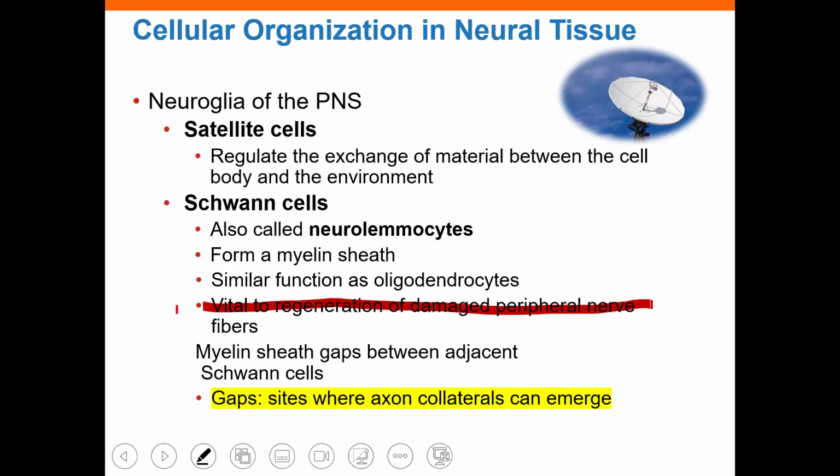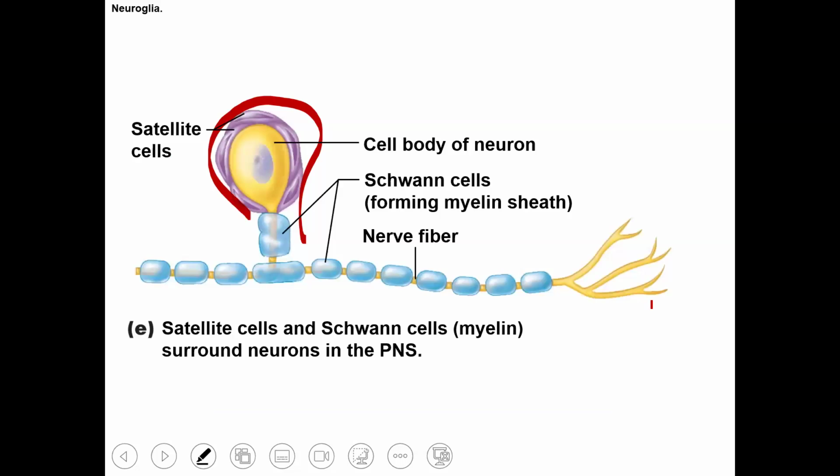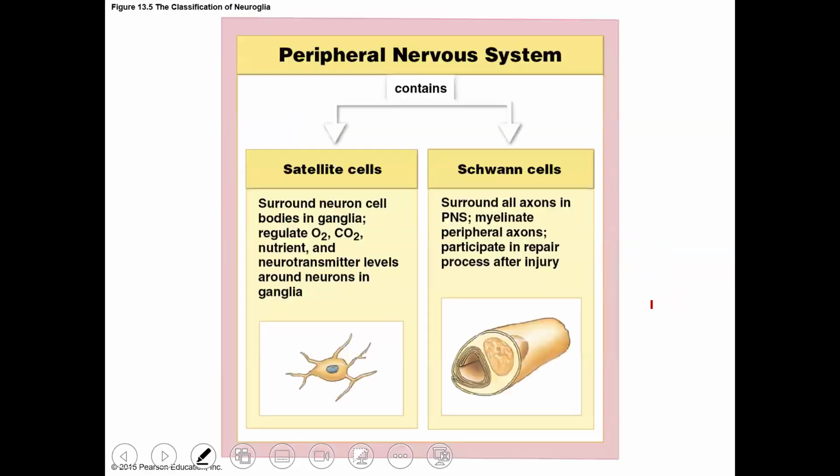And then we look here at these myelin sheath gaps in between, right? The myelin. And these gaps are sites where axon collaterals can emerge. And I highlighted that to kind of hang on to that for later, because we'll talk about that at the end when we talk about how nerves repair. And here's the picture of it for you. And another little study slide for you to look at.